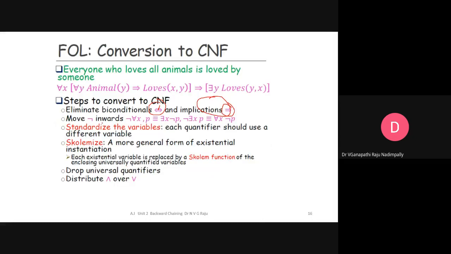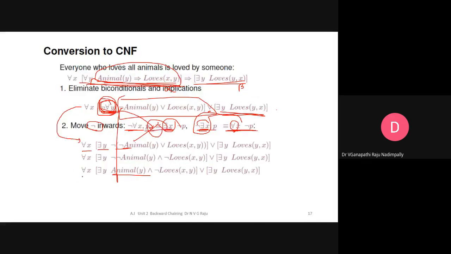Now, moving negation inward using the inverts: for all becomes there exists, and there exists becomes for all. Clear? Now if I convert these two statements, then my final FOL will be like this. Is it okay? You know how to convert it. You can do this leisurely.